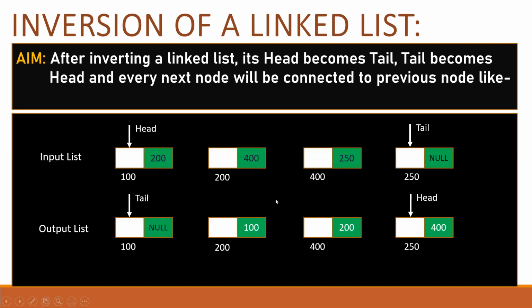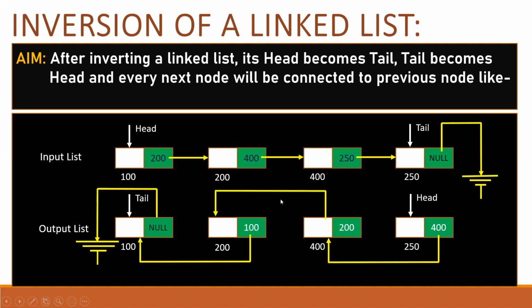Now it can also be shown in picture form as this one. If 200 is stored here, it means this node is connected with the second node. If 400 is stored here, which is the address of the next node, it means the second node is connected to the third node, and so on. In the last node, the value null means it points nowhere, or we can say that it is the last node or tail node. Now after inversion, we get the output list.